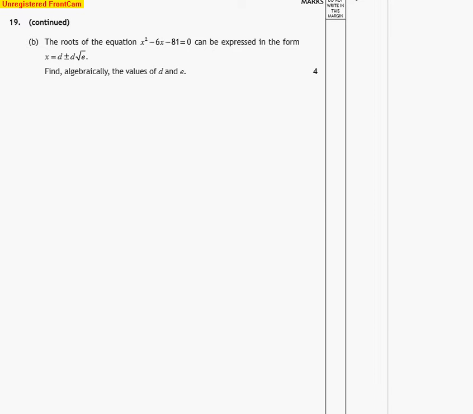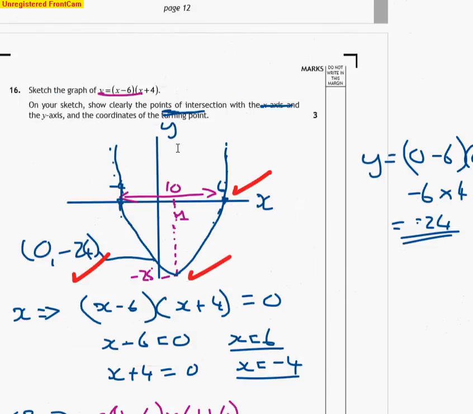Yes, last question. Boom. Felt like quite a long paper, 19 questions. There's quite a lot of small mark questions, but yeah. So that's quite a good, yeah. Quite a lot in that.